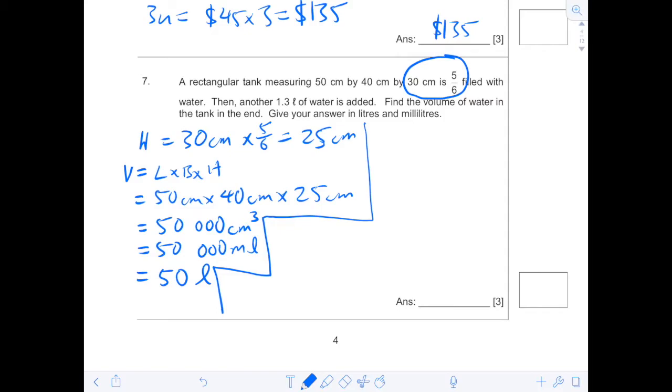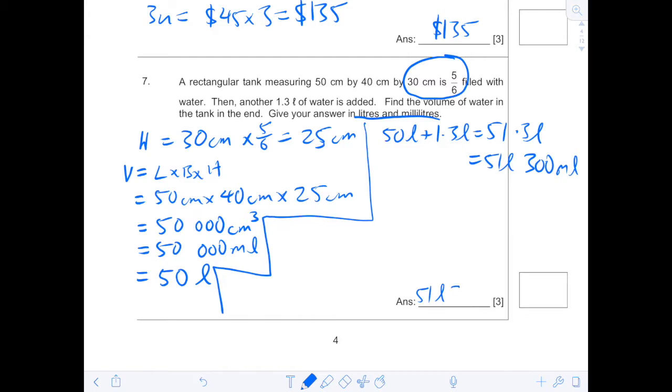Now once you've got the volume at 50 liters, what you're going to do is add the 1.3 liters of water at the end. So 50 liters plus 1.3 liters equals 51.3 liters. Now you have to check what the question wants you to find. It wants it in liters and milliliters, so you have to convert this into 51 liters and 300 ml.